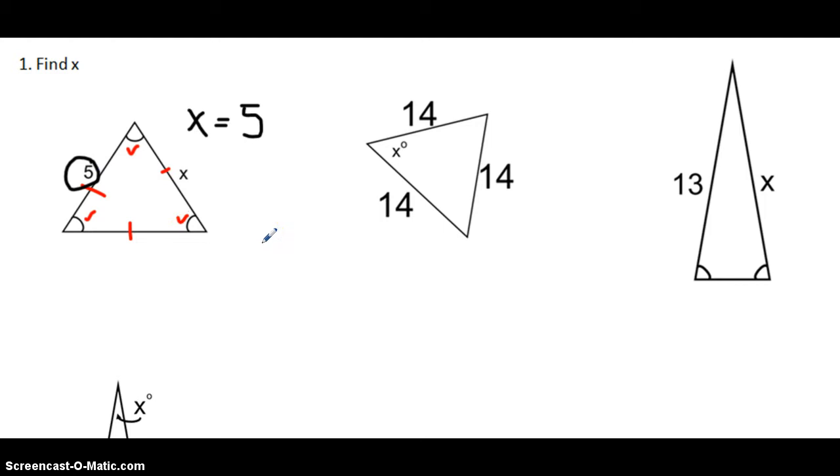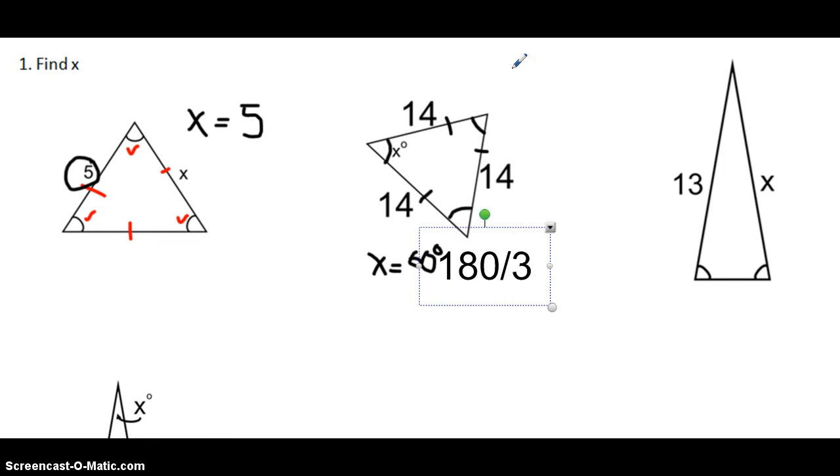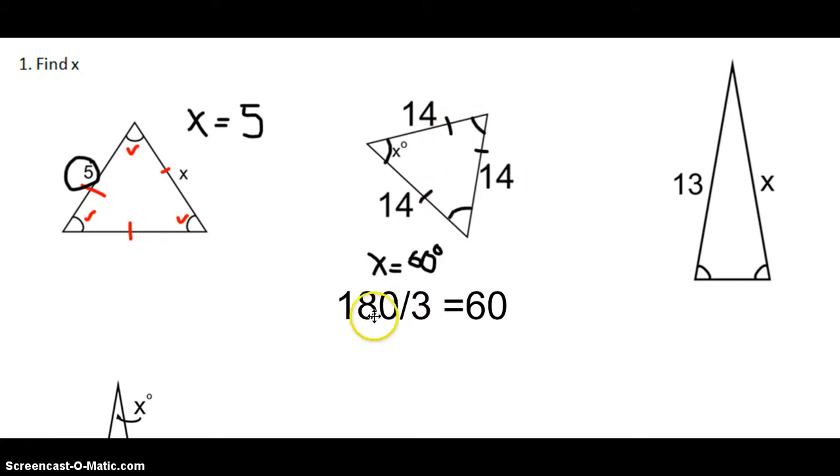Okay. Working in the opposite direction, you notice that we've got a 14 and a 14 in this second triangle. If all of the sides are congruent, that means all of the angles are congruent, and so x is equal to 60. And that, again, is something that you can just commit to memory. You can also remember that if you take 180 degrees and divide it by the three angles, you will get 60 every time. So no matter what, if you've got three congruent sides, you can always take 180 divided by 3.